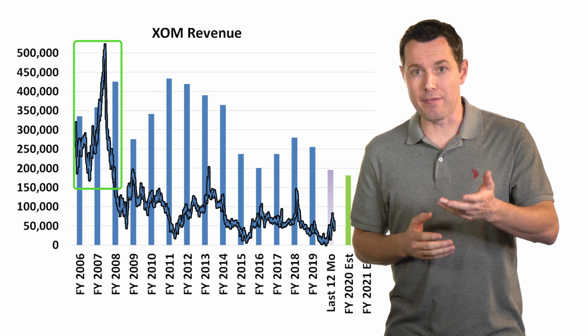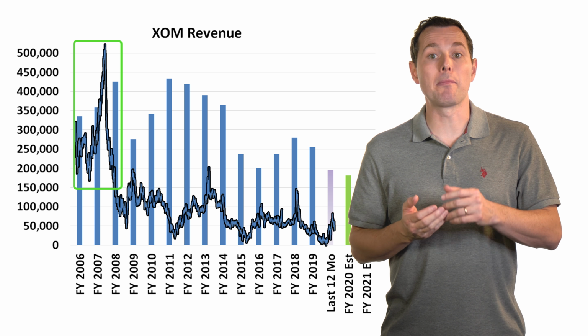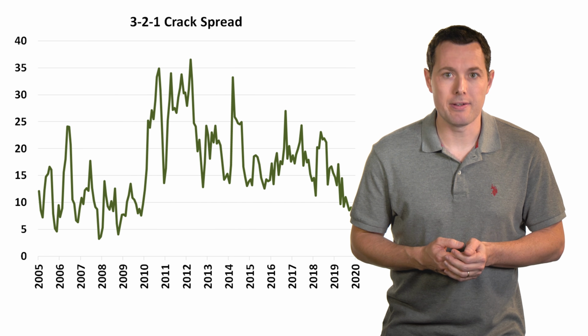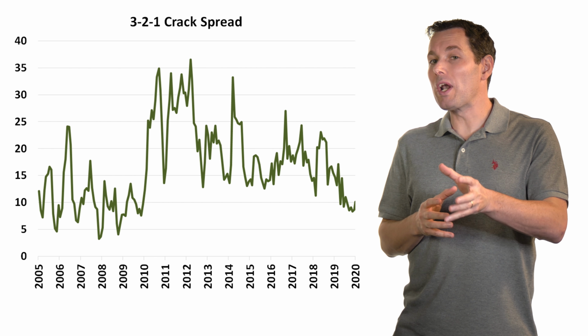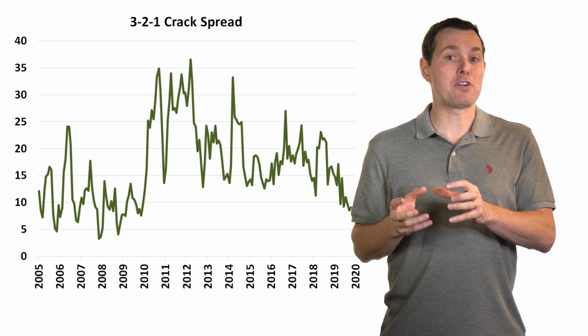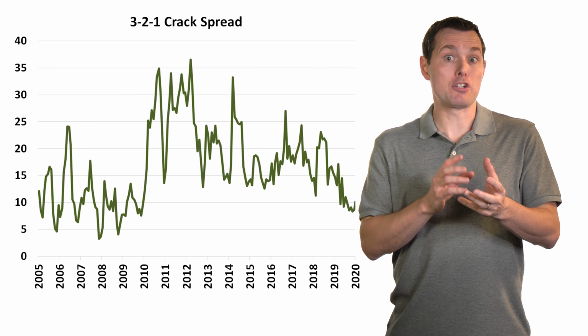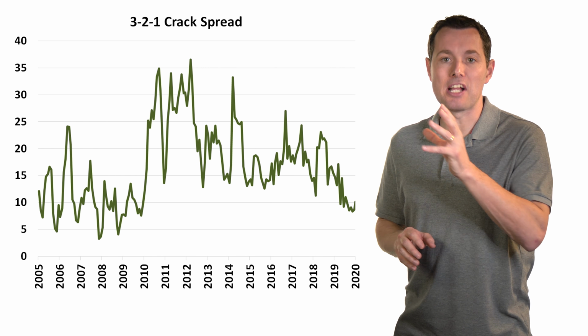And to consider another factor, on top of oil and gas, there's something known as the crack spread. This is a chart of the 3-2-1 crack spread. Now, this is just one example of a crack spread. There are many different types of examples, many different ways to use the crack spread, many different crack spreads out there, but this is one example of them.